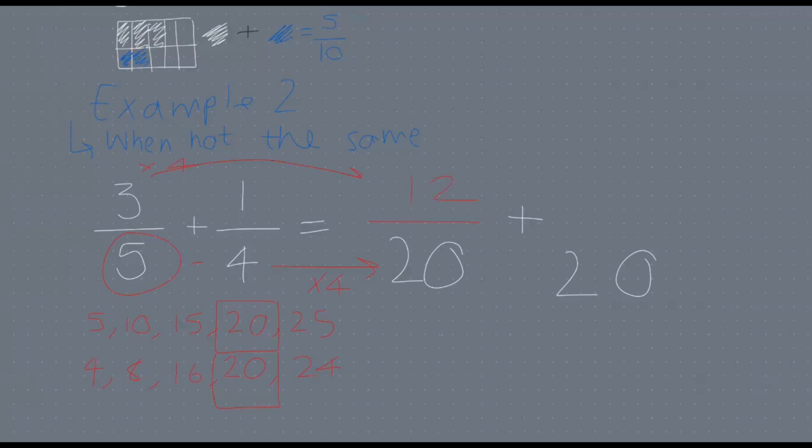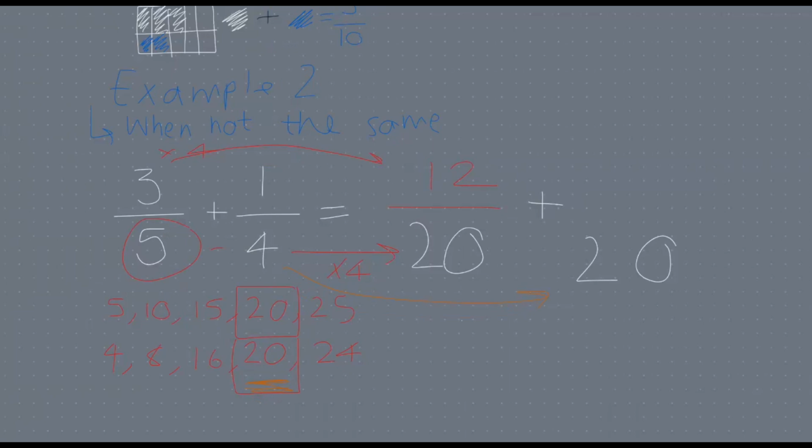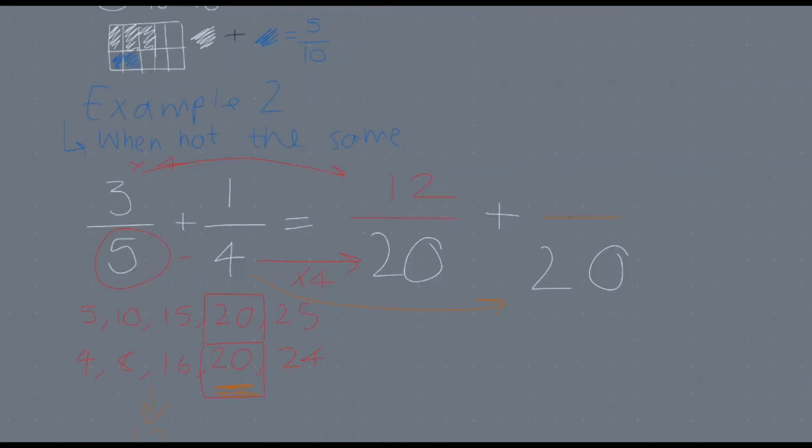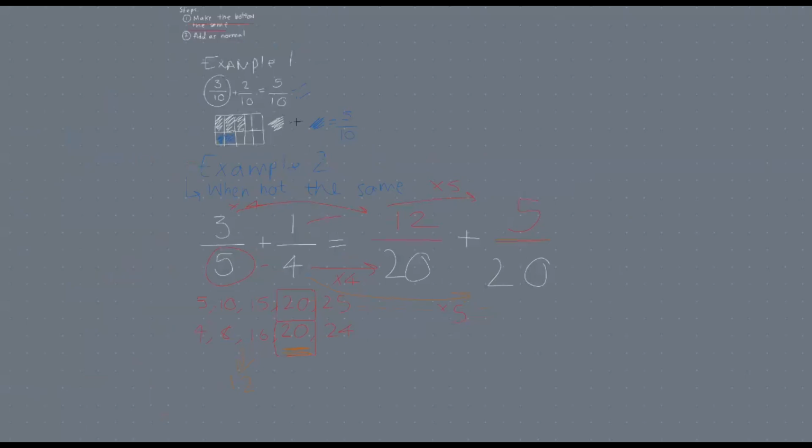And then after you've done that, you times 5 by 4 to get to 20, so you do the same to the top. So 3 times 4 is 12. Then 4 times 5 is 20, and you do the same to the top of the fraction. 1 times 5 is 5. So you should have 12 over 20 plus 5 over 20. And then you can add as normal, so 17 over 20.